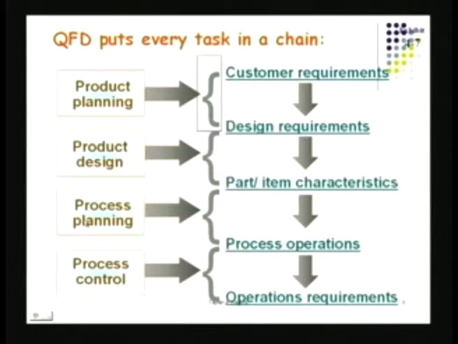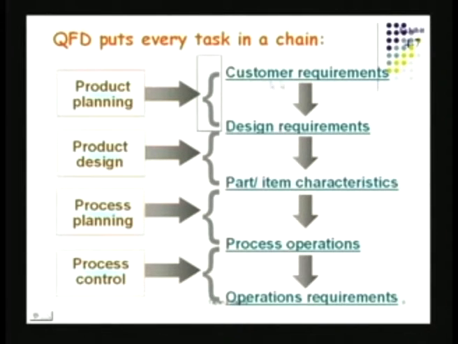Then I do process planning. I have to produce this product, so I go into process planning. How am I going to be producing this final product? Well, that would start with the parts or the items that I need and the process operations that must be there. The features of the process operations must ensure that I'm able to deliver these characteristics. And of course, once I've got my process operations specified, I go into process control. I say, how am I going to be controlling that process? And I specify the operations requirements.